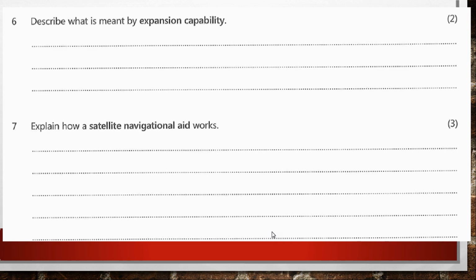Explain how satellite navigation aids work. It's always something about satellite navigation and GPS, and it's a good idea to get your head around this. Again, this is 3 marks, so there's quite a bit of description. Just saying it's basically something in space is not going to get you very far. So have a think about this.